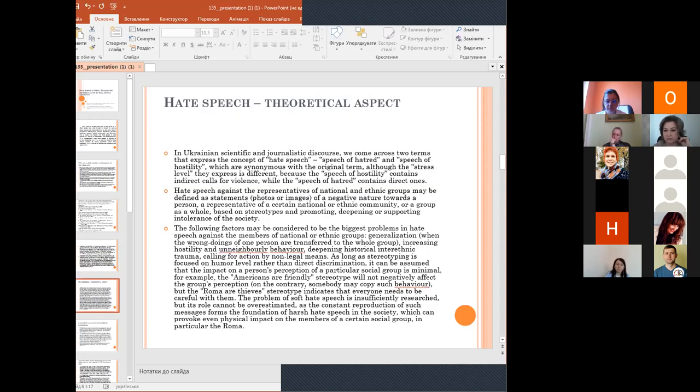Hate speech itself against the representatives of national and ethnic groups may be defined as statements of a negative nature towards a person, a representative of a certain national or ethnic community, or a group as a whole based on stereotypes and promoting intolerance of the society. The biggest problems in hate speech against the members of national or ethnic groups are generalizations, increasing hostility, and unneighborly behavior calling for action by non-legal means.